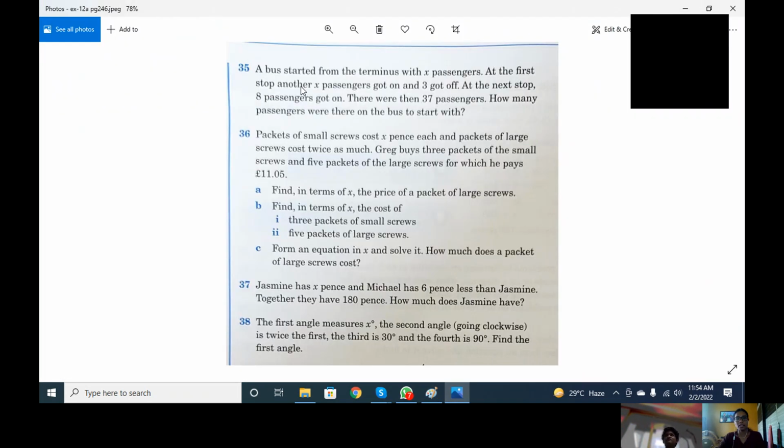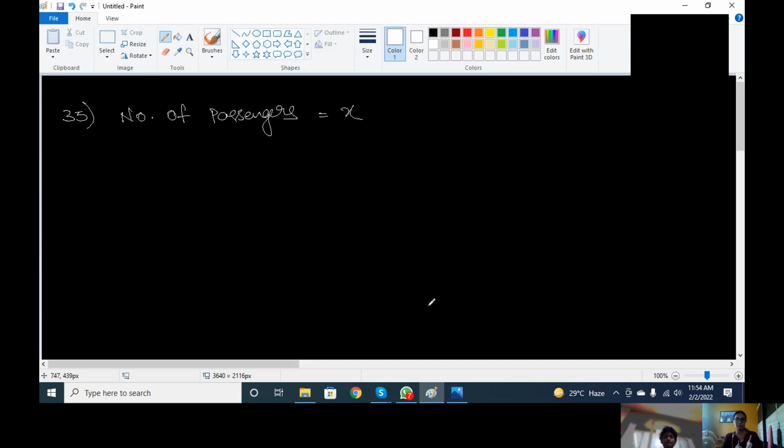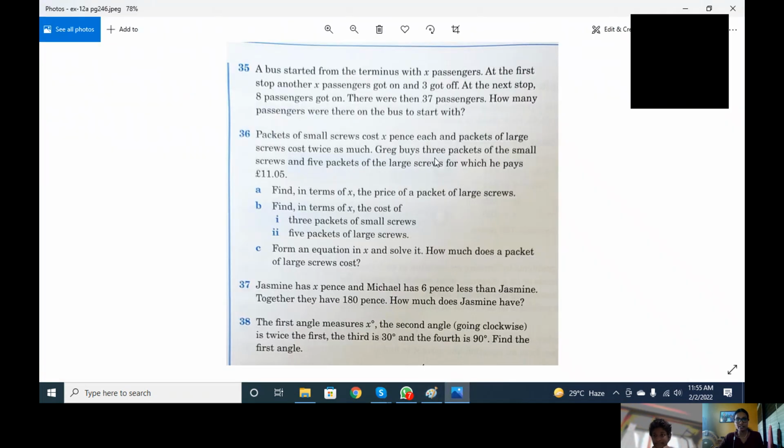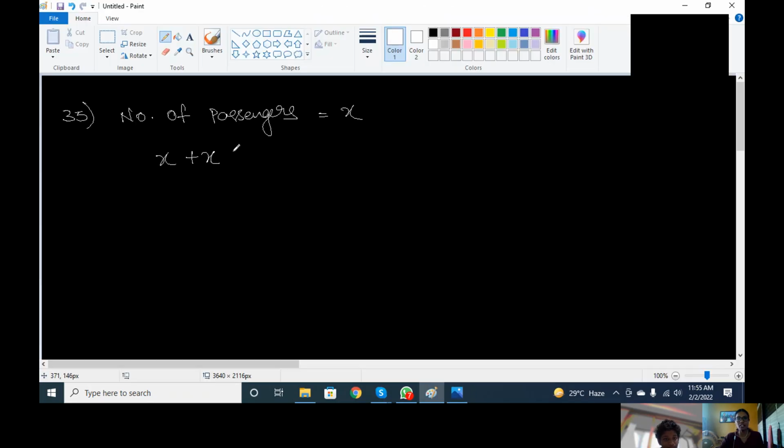At the first stop, another X passengers got on and 3 got off. See, whenever somebody climbs into the bus, we add. When somebody gets off the bus, we subtract. Isn't it? Yeah. Only then can we get a particular value of how many passengers are in the bus. So another X passengers are added, and 3 got off, so we need to put a minus 3 here.